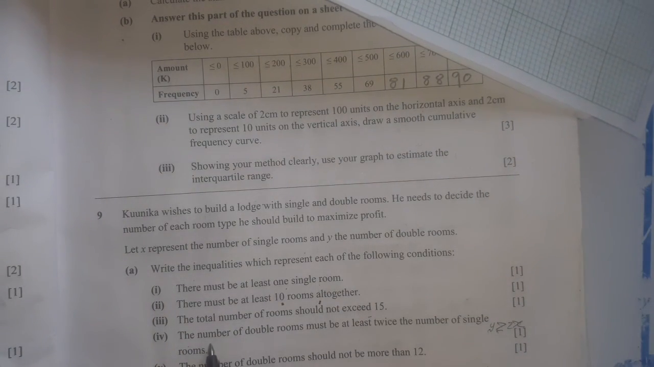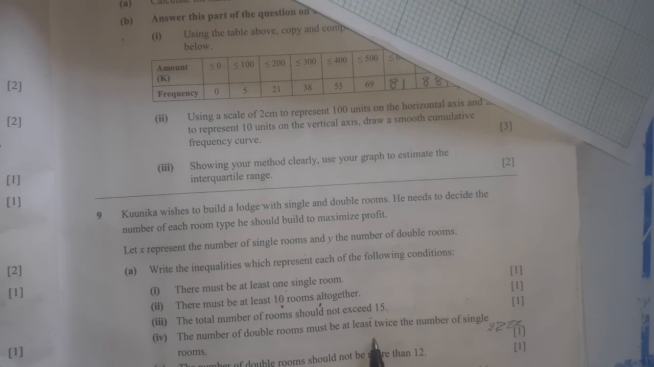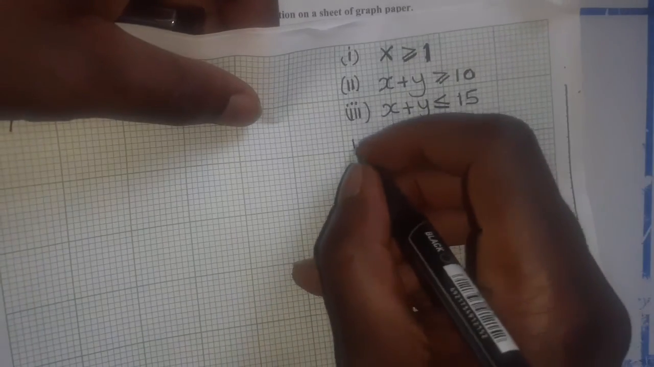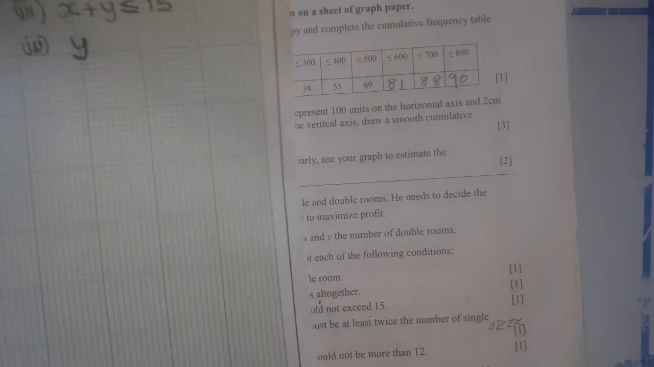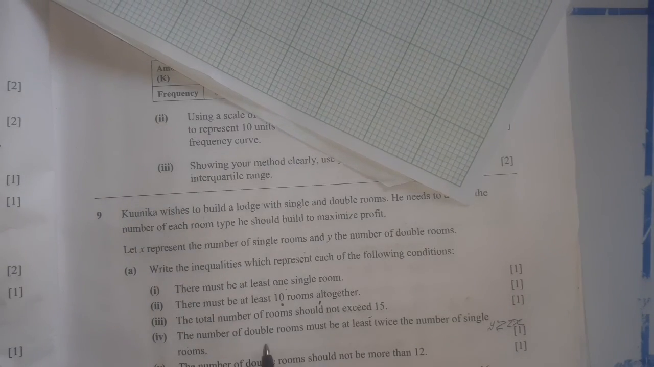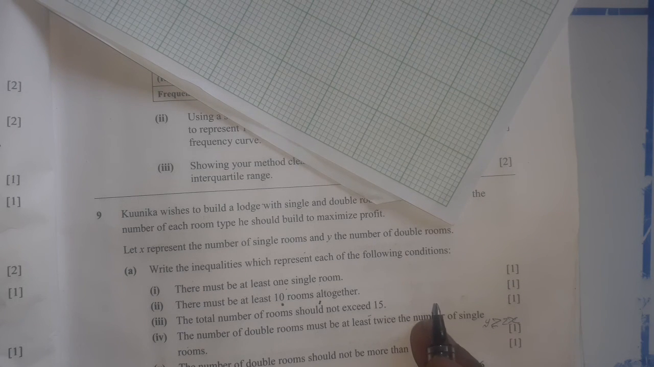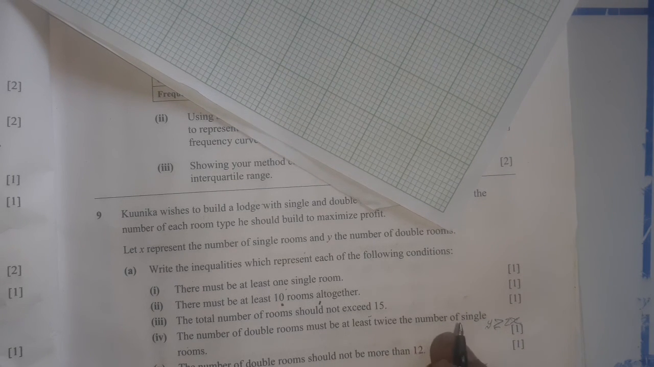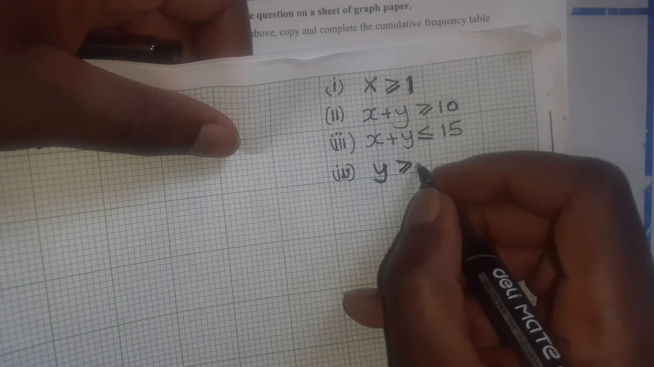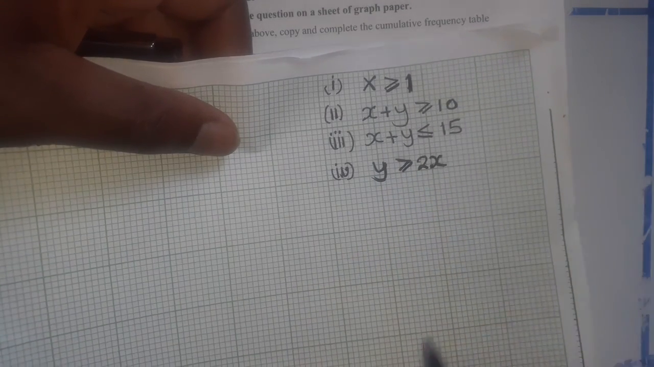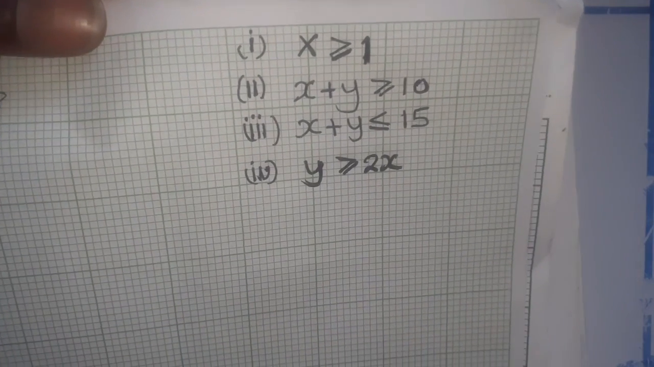Then the last one is the number of double rooms. The number of double rooms, which is y, must be at least twice. Okay? This twice we encountered even in the previous lessons. Must be at least twice the number of single rooms. It should be greater than or equal to twice the number of single rooms. These are the inequalities here. I hope they are clear and you're able to see them.